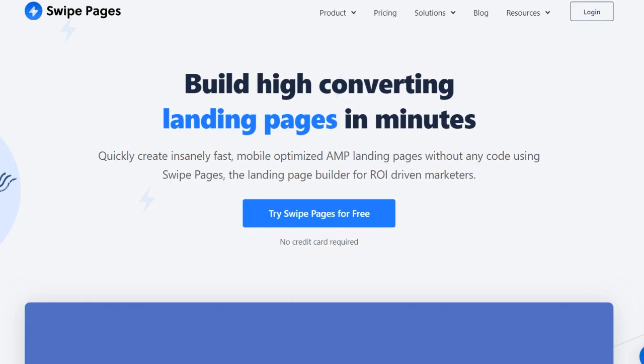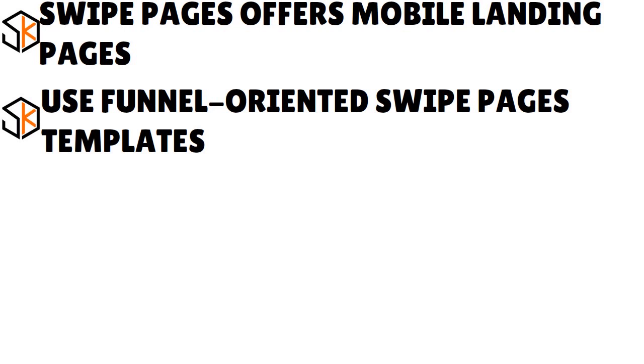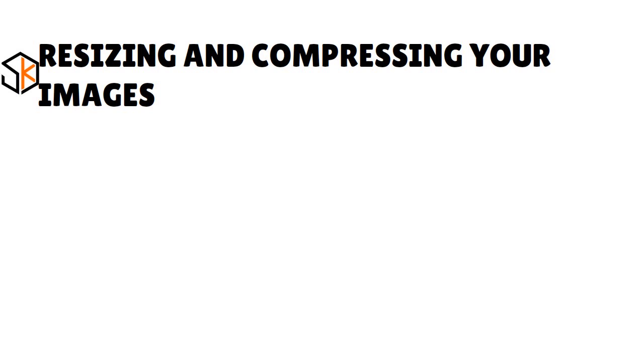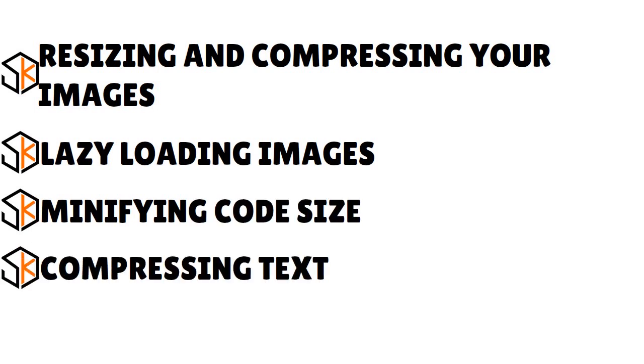We love the fact that with Swipe Pages, you have the ability to have mobile landing pages. You're able to use a funnel-oriented Swipe Pages template. So you have a lot of templates. That's really cool because you are able to bypass the whole iteration process. You can pick a template and customize it based on your needs. And we love the fact that you have resizing and compressing of your images. Swipe Pages decreases loading times by resizing and compressing images, lazy loading images, minifying code size, compressing text. So that's really good.